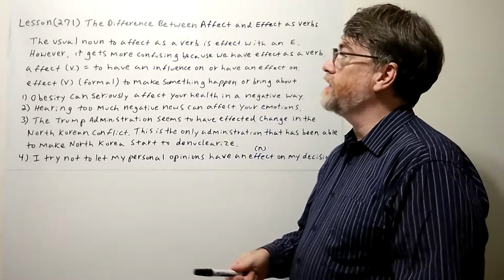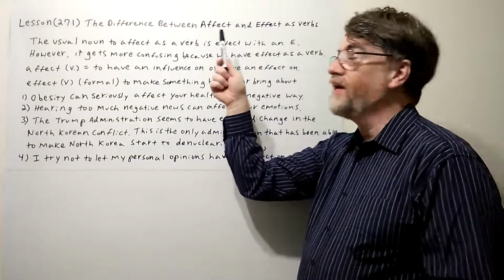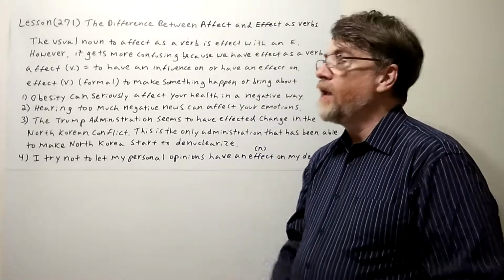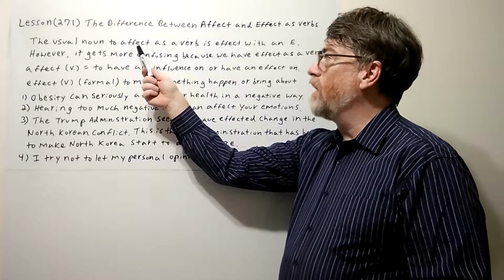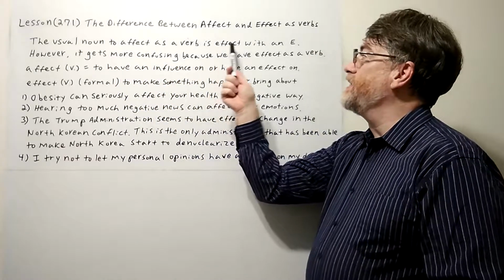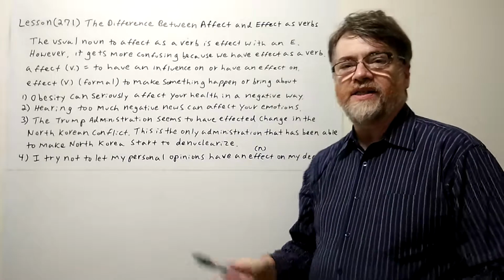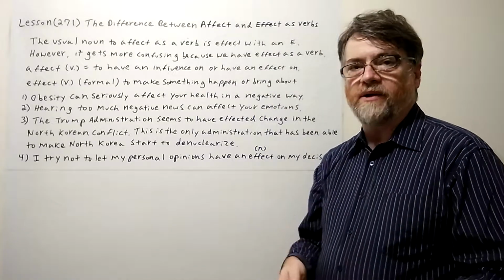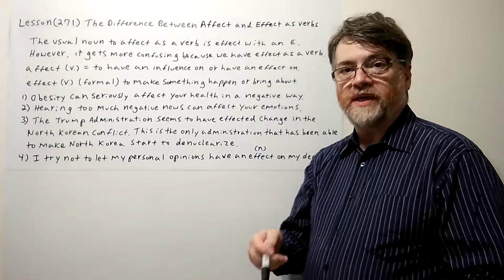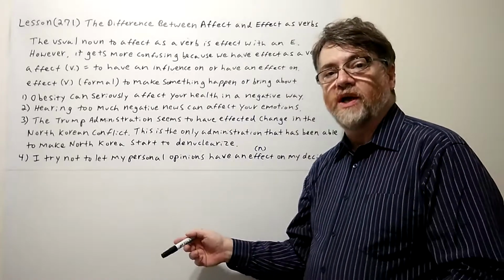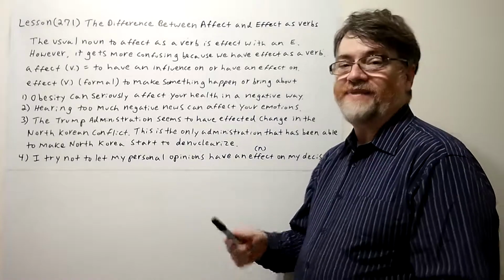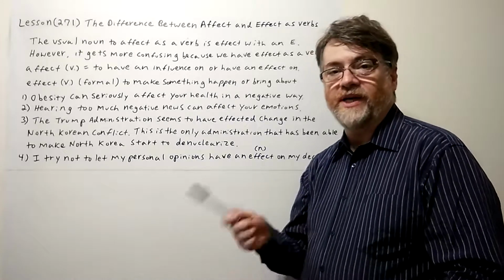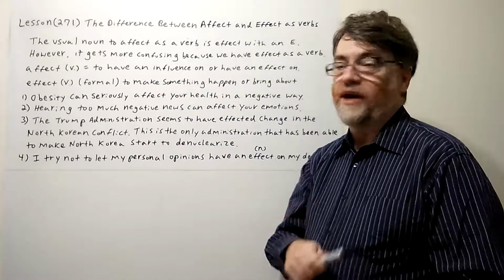The title of today's lesson is The Difference Between Affect and Effect as Verbs. Okay, let's look at the note here. The usual noun to affect as a verb is effect with an E. Now this already is kind of unusual and strange, because the normal pattern would be, if the verb is affect, you would have affect also as a noun. But this is a different case. Actually, there is no affect as a noun. So it's good to get that point out of the way right away.